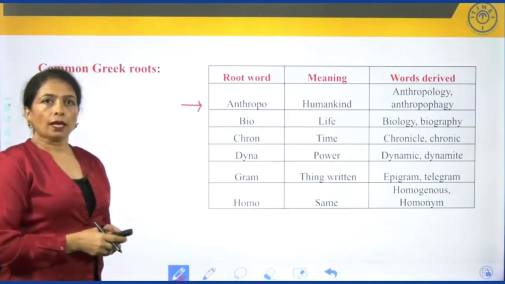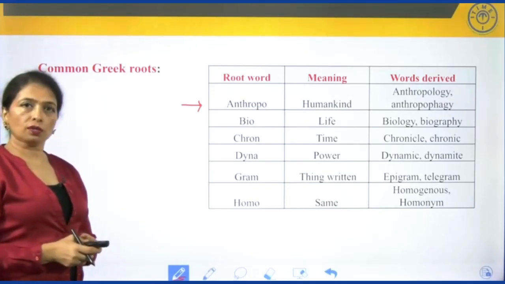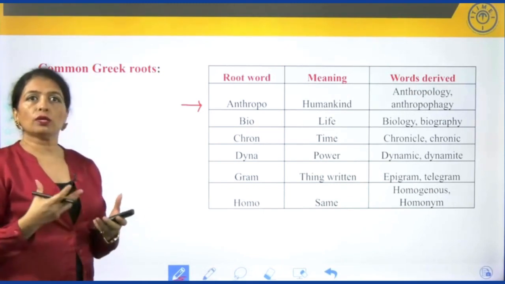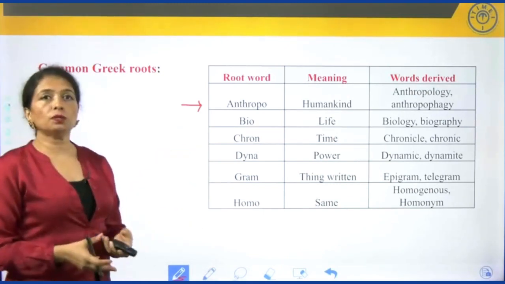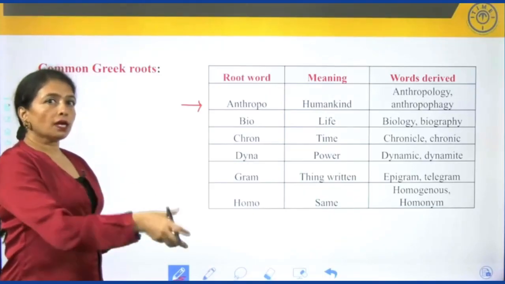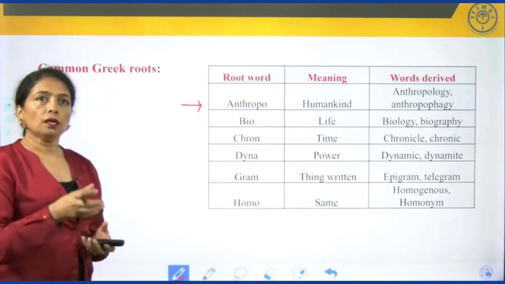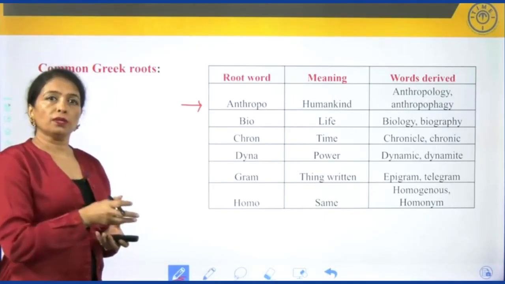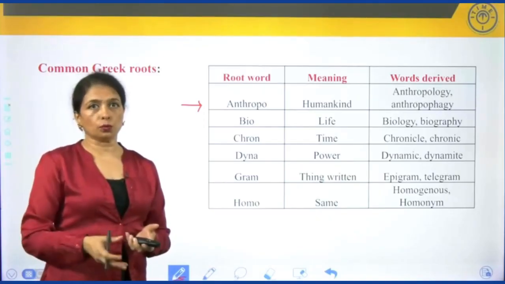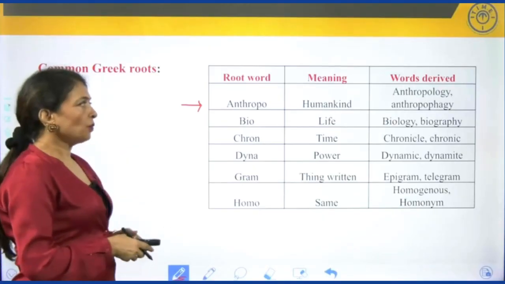So the first of them is the word anthrop or anthropo. You may be familiar with it. It's not a word which you are unfamiliar with, and it means humankind or mankind. Now, anthropo gives rise to quite a few words in the English language, either by the word alone or a combination of the root word with prefixes, suffixes or other root words. So, another very common word is anthropology.